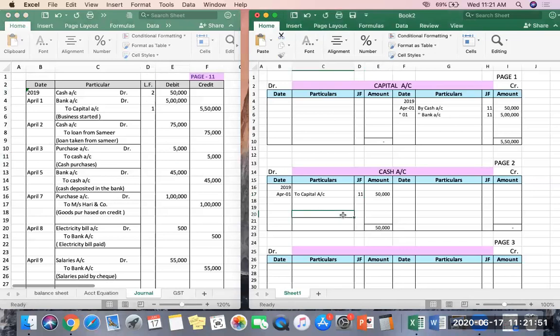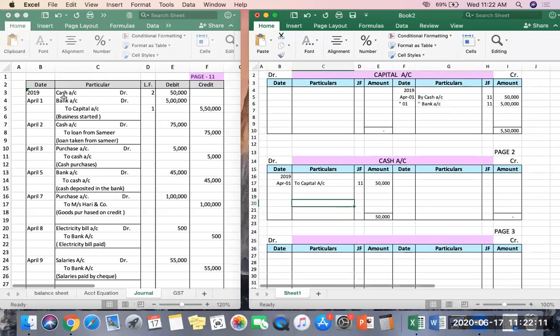Till here, is it clear? You can answer me because I can't see your reaction. I'm sharing the page. Yes, ma'am. Okay, Samiksha has understood. Okay, good. So this entry is done.